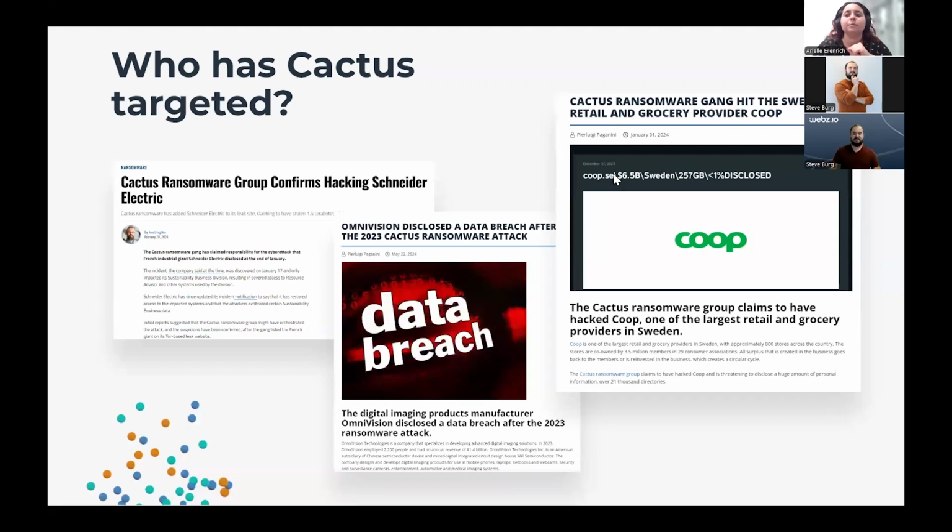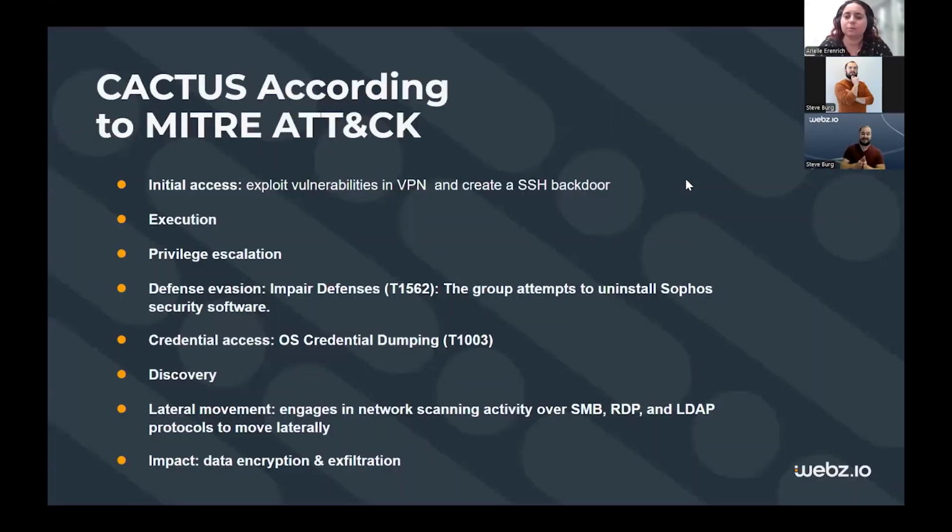Now, who else have they targeted? We know they targeted Schneider Electric. That's the whole reason we're here today. But it hasn't just been Schneider Electric. There have been a few high-profile breaches that they've been a part of. Omnivision in 2023 discloses they had a data breach. Coop, a Swedish grocer, had to shut down 500 of their 800 stores because of the ransomware attack. These aren't just guys who hit. When they hit hard. So let's get into MITRE.